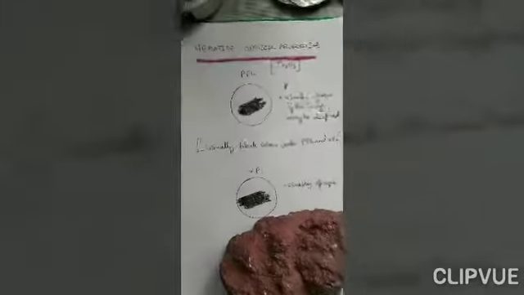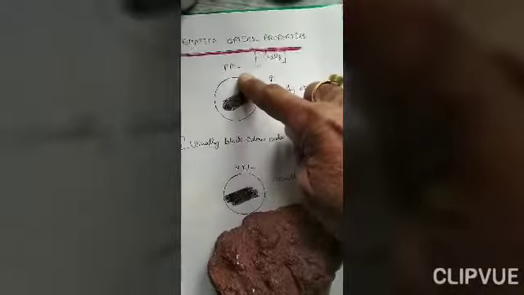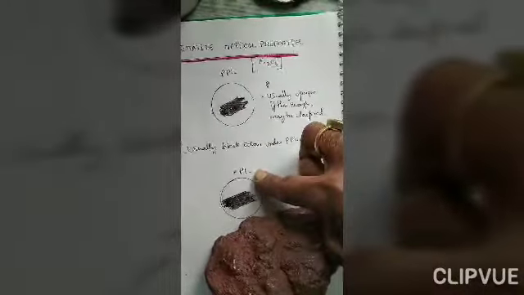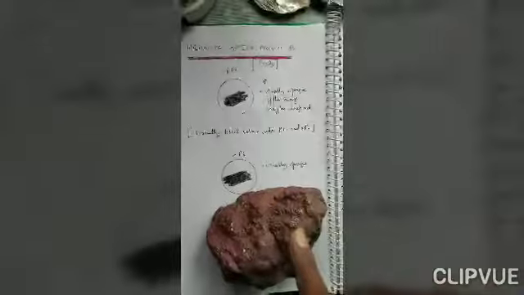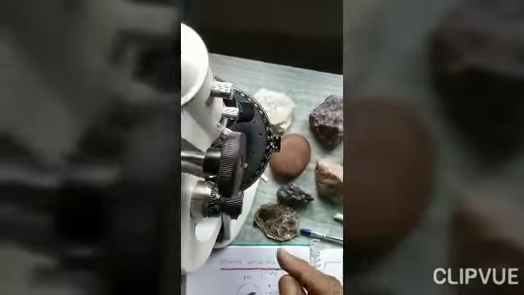If you go to the optical properties of hematite, it will be the same in plane polarized light and crossed Nicols, because this is a metallic mineral. If you are seeing through the analyzer and without the analyzer, it will be the same. This is without analyzer.